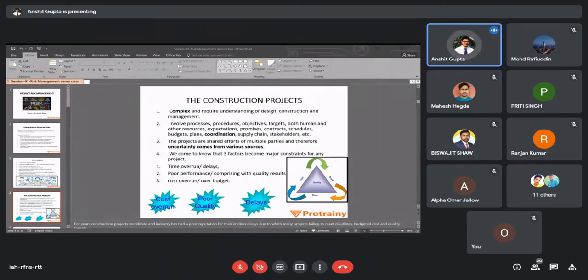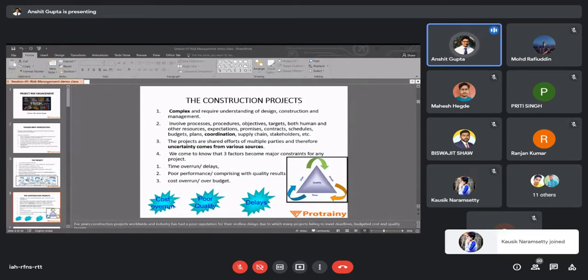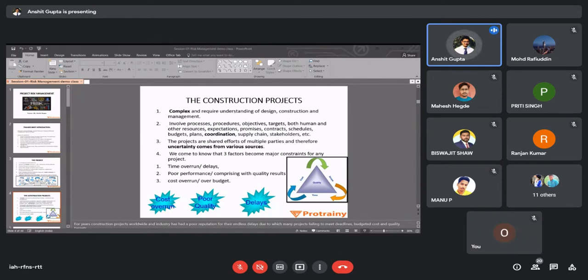They involve various processes, procedures, objectives, targets, human and other resources, expectations, promises, contracts, schedules, budgets, plans, coordination, supply chain, and stakeholders. So many people and processes are involved, even in a medium-size construction project whose cost may be 200 to 300 crore. 1000 to 1100 laborers are working on the site, and there are 55 to 60 engineers. There are thousands of complications involved in the supply chain, and material is being transported from different places.